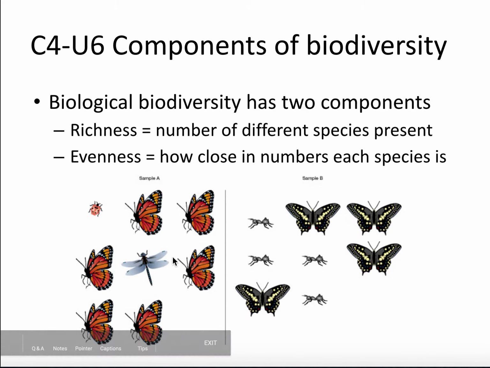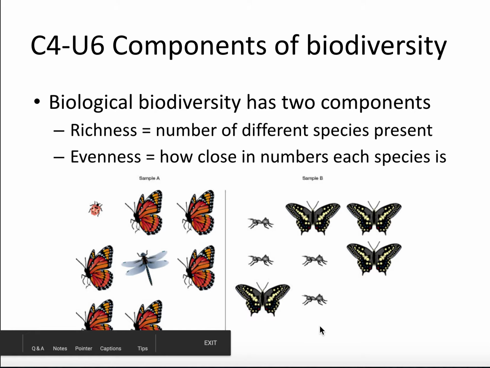You can see here that this one is more rich because there are 3 different species in this picture. But it is uneven because there are more of one species than there are others. But it is still considered more rich than sample B because there's only 2 species in this picture. Sample B is more even though, because you can see there are 4 of each of the species.